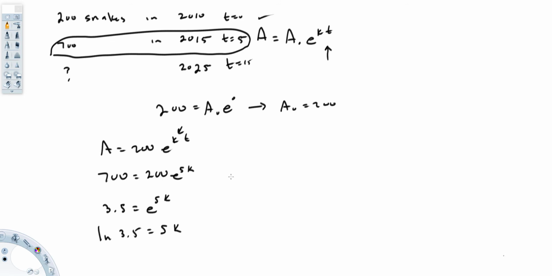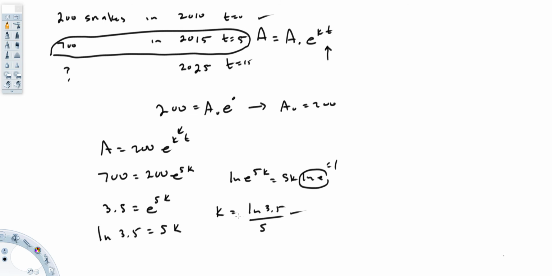Let me go over that again, because the natural log of e to the 5k is equal to 5k natural log of e, and natural log of e is equal to 1. All right, so our growth number here is going to be natural log of 3.5 over 5. Now this is just some number, and I don't have a calculator handy. I'm just making this video to help you figure out how to work these problems, but typically I would at this point get a decimal.